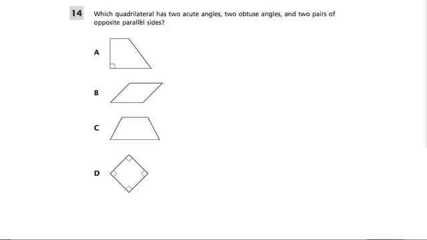In this question, they ask, which quadrilateral has two acute angles, two obtuse angles, and two pairs of opposite parallel sides? Let's just break this down to think about it. First, we have the quadrilateral.